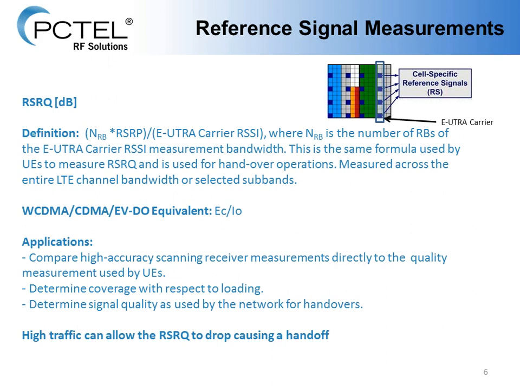Moving on to the next slide, I want to talk about the RSRQ measurement. Just like RSRP, this is a 3GPP standard, and it tells you exactly how to take this measurement and what the definition of that measurement is. This is a relative measurement, so it's measured in decibels. The definition of this measurement is the number of resource blocks multiplied by the reference signal received power, which are the measurements that we described in the last slide. And this is divided by the E-UTRA carrier RSSI.